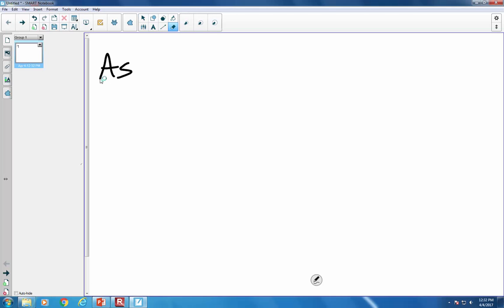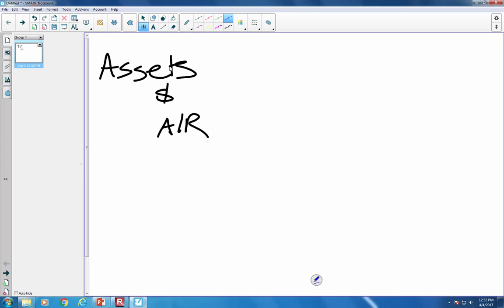So, assets. Give me a couple examples of assets. Anybody? Thank you. Cash, and AR, anything like that, right? What kind of balance do assets have? There are only two potential answers, okay? It's a debit type account or it's a credit type account. Assets are debit type accounts, which means if I want to increase it, what do I have to do to it?